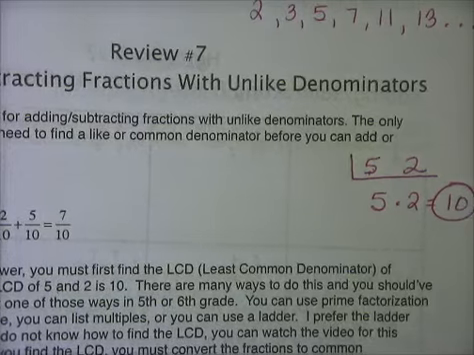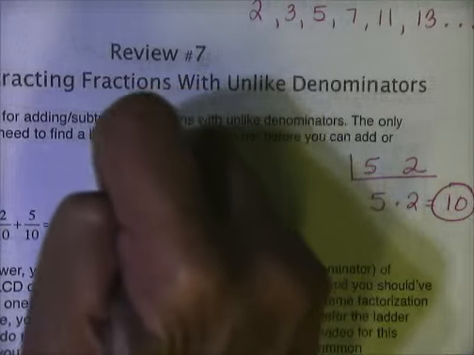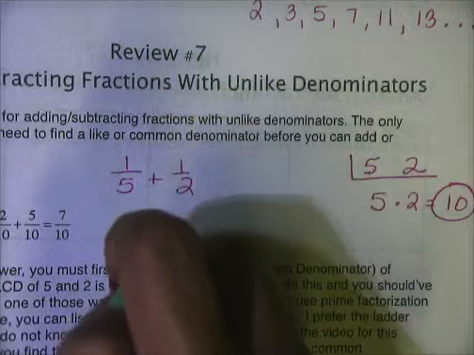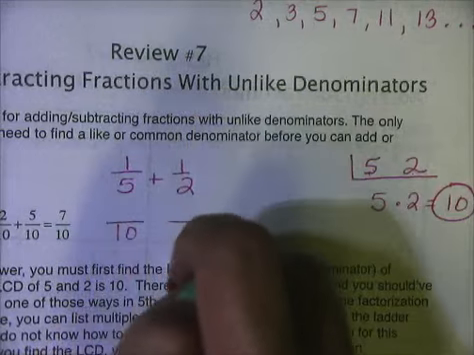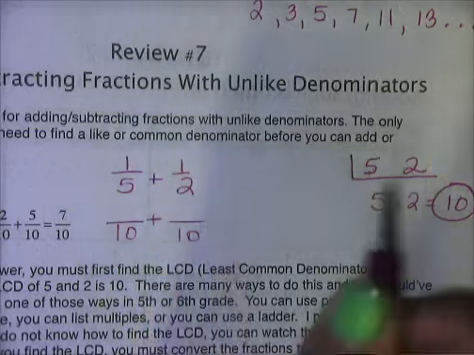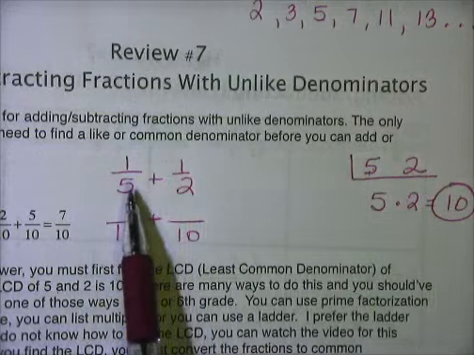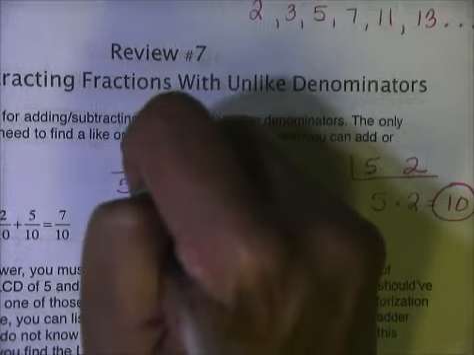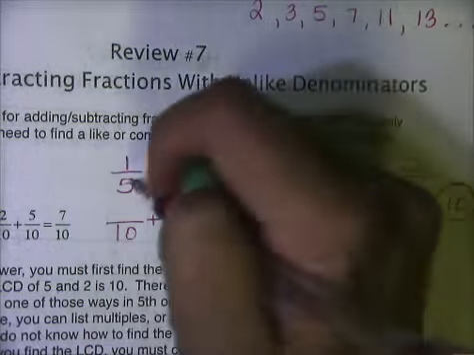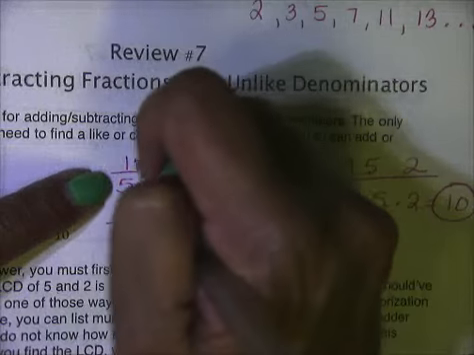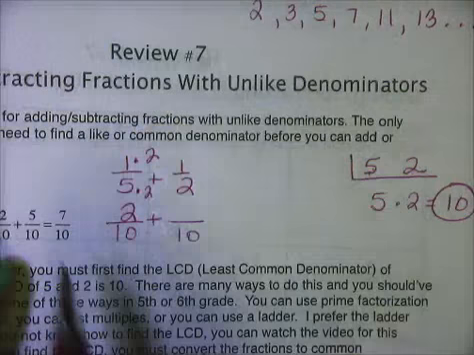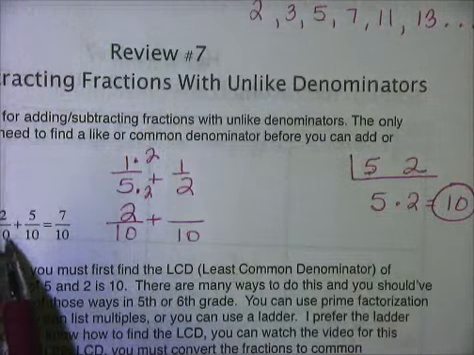So in order to change our fractions then, we're going to take 1/5 plus 1/2, and we want to change them both to have a denominator of 10. So we have to decide, what do we multiply 5 by to get 10? Well, we multiply it by 2. 5 times 2 is 10. So if I multiply my denominator by 2, I have to multiply my numerator by 2. So 1 times 2 is 2. That's how we got 2/10.